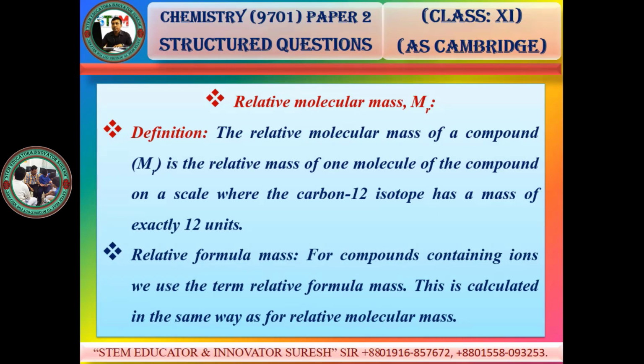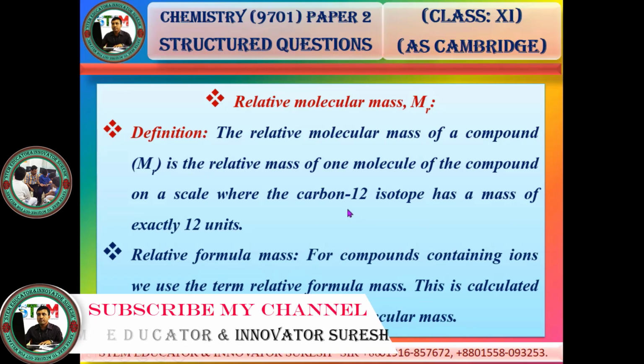Relative molecular mass, Mr, we have to define it. The relative molecular mass of a compound, which is symbolized as Mr, is the relative mass of one molecule of a compound on a scale where the carbon-12 isotope has a mass of exactly 12 units.